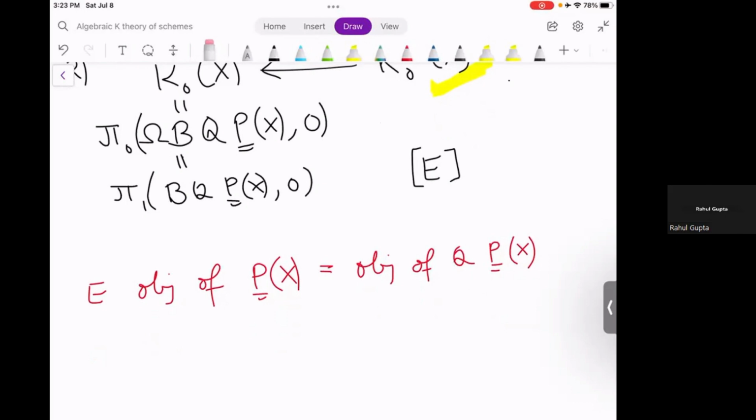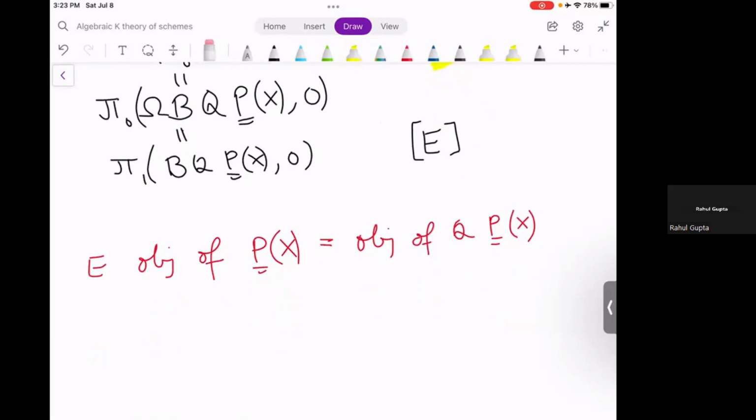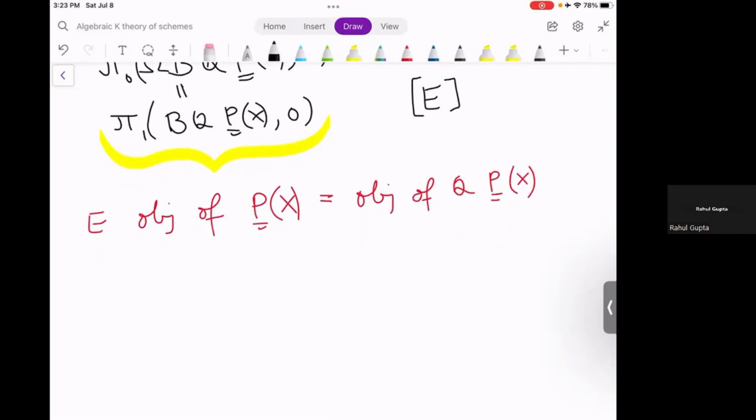Fine, but I want a loop along 0, right? An element of this fundamental group is a loop around 0. So I have to give a loop around 0. What we will do is give a map from 0 to this E. So E is a point in this classifying space BQP_X, and if I give two maps from 0 to E, I can take a loop. Everyone with me? People understand what I'm trying to do? Should I repeat?